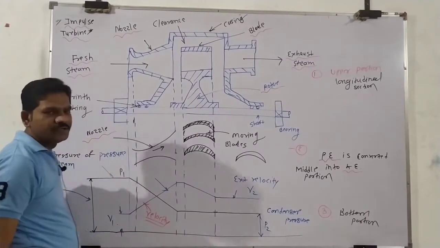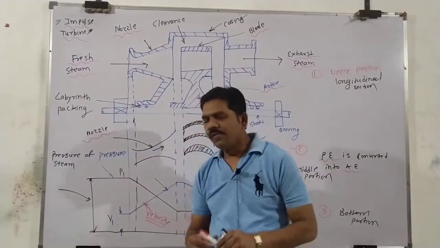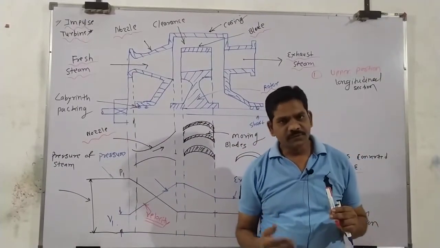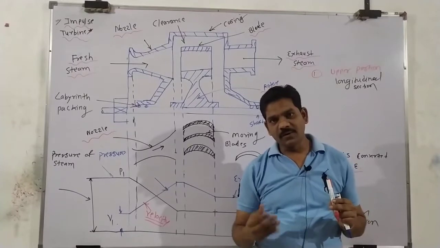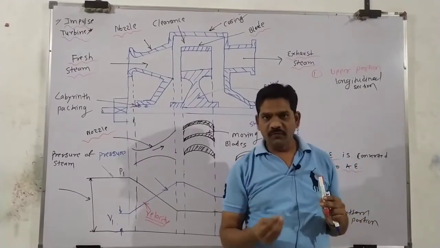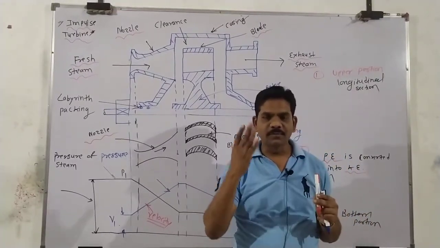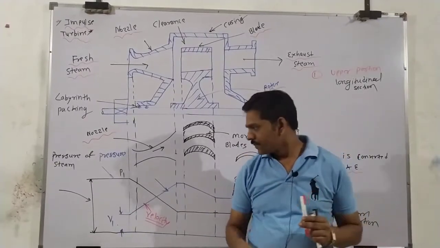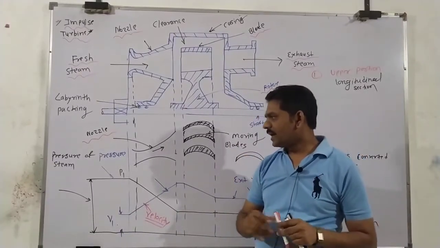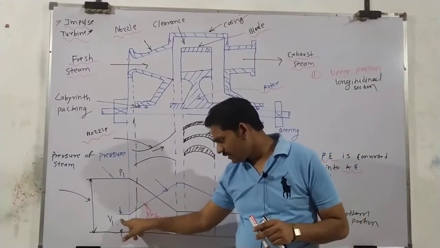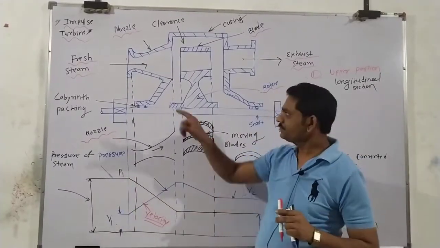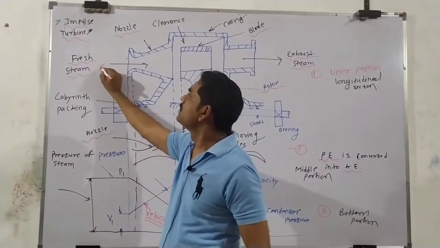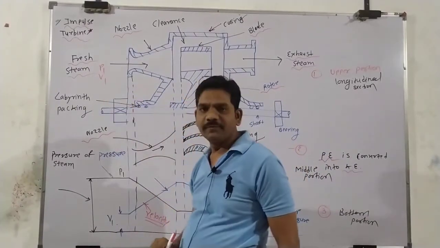This is the velocity, right? Whenever the steam comes from the boiler at high pressure, we already learned the high-pressure boilers: Benson, Lamont, La Mont. We know the pressure is above 120 bar, or 140 or 150 bar. So superheated, fresh steam has a pressure P1 and a velocity V1.